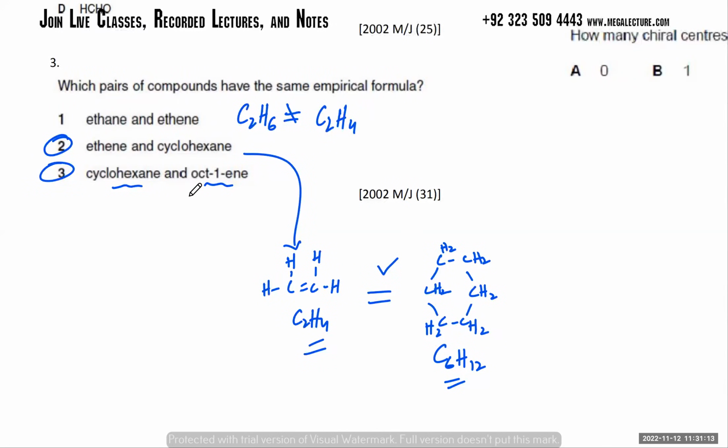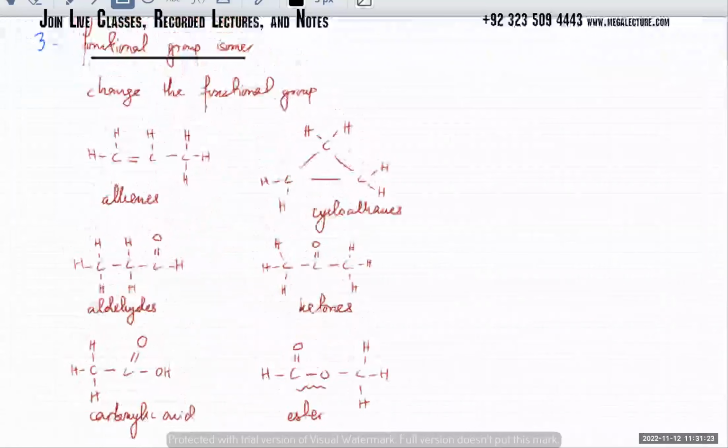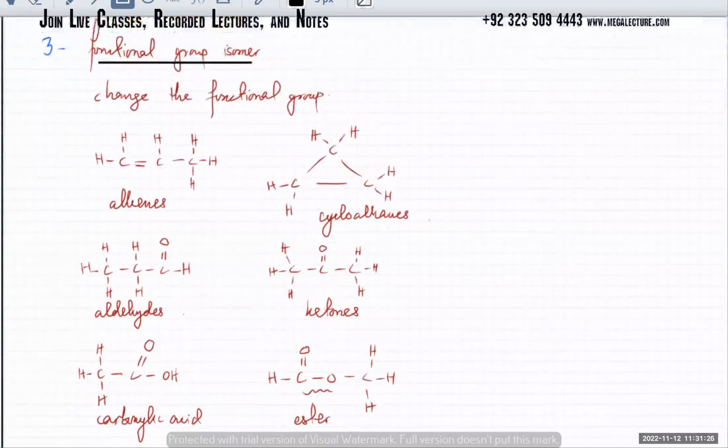Just remember this: alkenes and cycloalkanes actually have the same formula. Theek hai, we had studied this too. Let's write this down, but remember, for all of them, they have exactly the same formula. An alkene and a cycloalkane are isomers because they have exactly the same formula. Aldehydes and ketones have exactly the same formula, but obviously they're two different functional groups. Carboxylic acids and esters also have exactly the same formula.